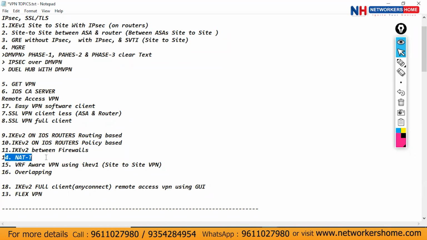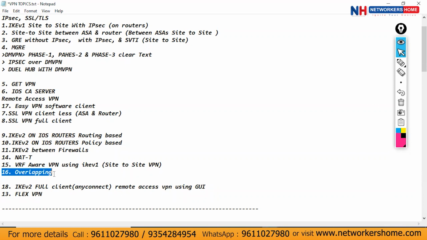We'll come to NAT-T, NAT reversal. Most of the time, you will get IPsec questions, SSL TLS questions, and remote access VPN questions. You'll get NAT-T questions in an interview, and you'll get overlapping questions most of the time. As a fresher, whenever you go, they'll ask you questions from this. This overlapping is not in your syllabus. But from an interview perspective, I'll definitely tell you to go through overlapping. Very much important. From a real-time perspective, very important.